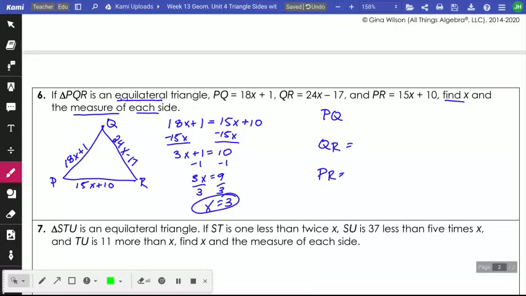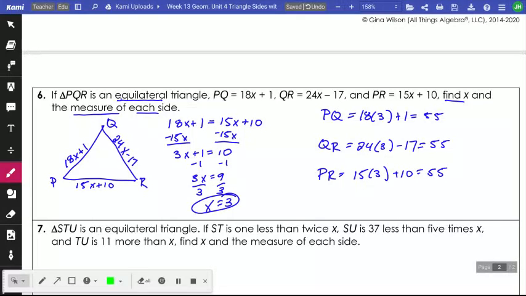Now to find each side, I have to find PQ, QR, and PR. I'll plug them into the equations they provided. So I will have 18 times 3 plus 1. Plug that in your calculator and you get 55. I will then use QR, 24 times 3 minus 17 will give me 55. And 15 times 3 plus 10 equals 55.